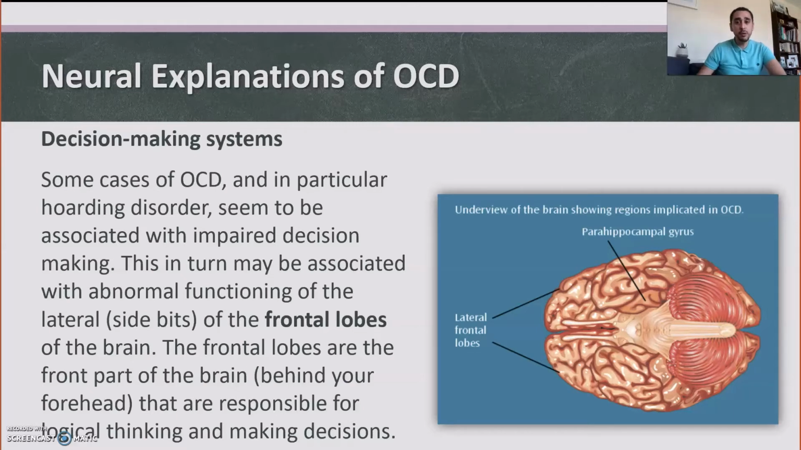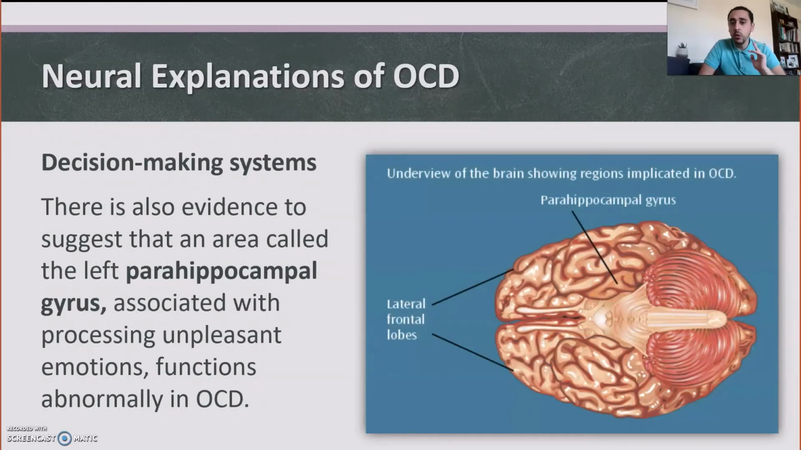And if you think about it, people with OCD, they may not have logical thinking and they may be making bad decisions, okay? That might explain some of those obsessive thoughts that they have. So there may be dysfunction or abnormal functioning in the lateral frontal lobes. There is also evidence to suggest that an area called the left parahippocampal gyrus associated with processing unpleasant emotions functions abnormally in OCD as well.